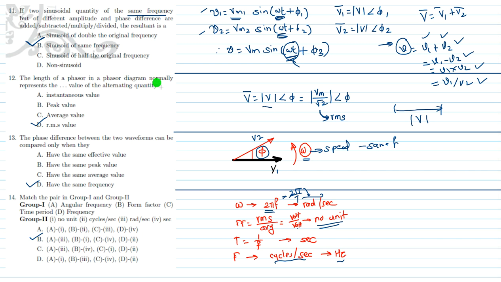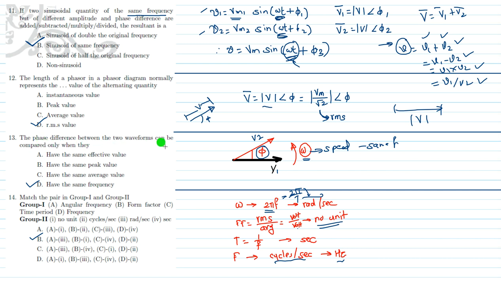The length of the phasor in the phasor diagram. When you draw the phasor diagram, the length of the phasor always represents the RMS quantity, because the V phasor is equal to the V magnitude at an angle of phi. V magnitude is nothing but Vm upon root 2, which represents the RMS value.